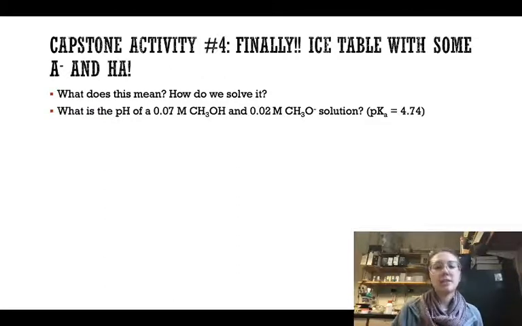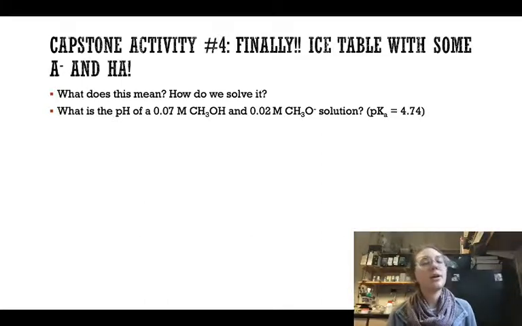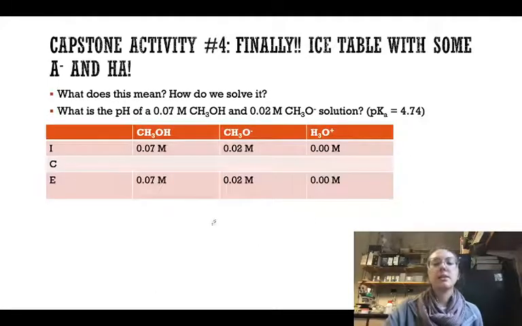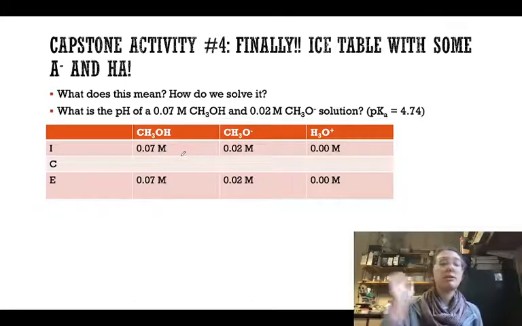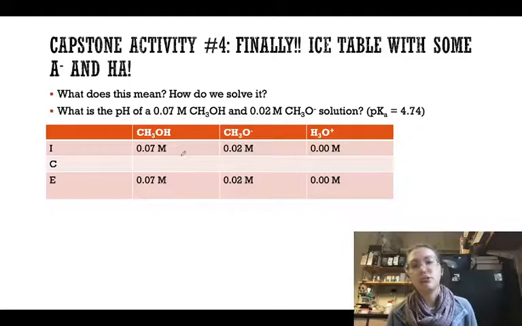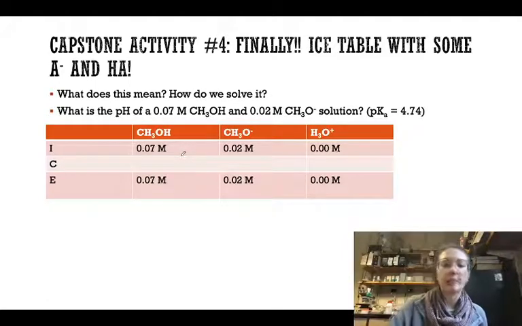And in your capstone activity, please note that you have some conjugate base and acid. So you can either do the Henderson-Hasselbalch equation or you can do an ice table. I do an ice table because I find ice tables keep my understanding of X's understood. But if you want to do the Henderson-Hasselbalch equation, feel free to do so. All of that works out the same because, again, you know the concentration of your conjugate base and you know the concentration of your acid. So this is a disclaimer.